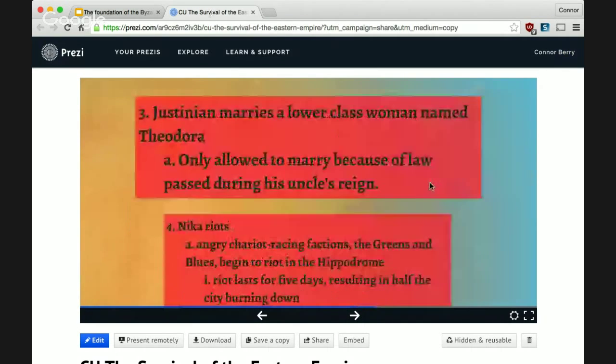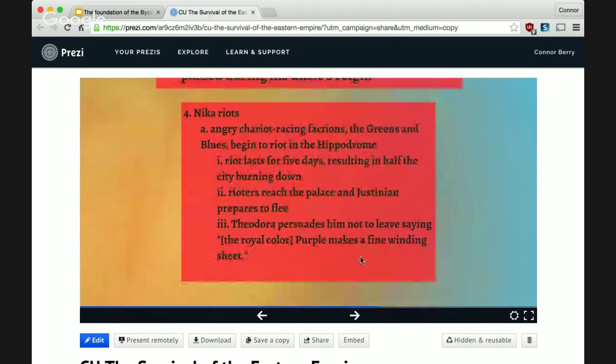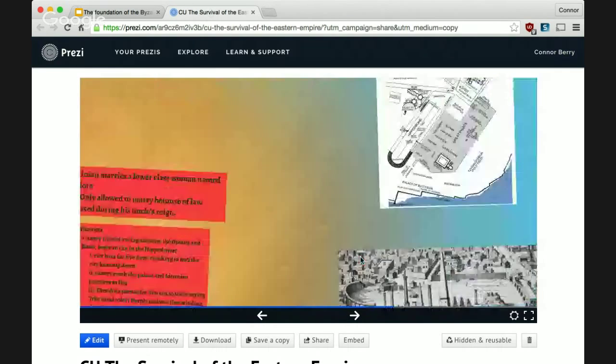Okay. There's a little bit about some riots and things in here. I'm going to skip over that. You can go look at that if you want to, but I'm going to skip over that.